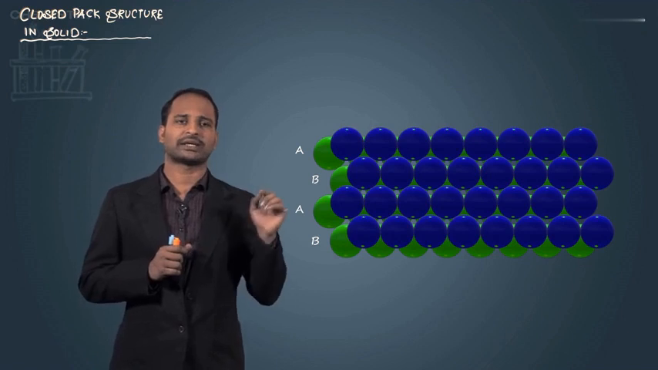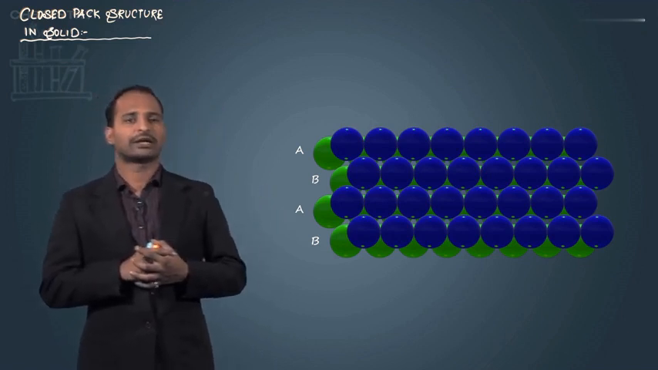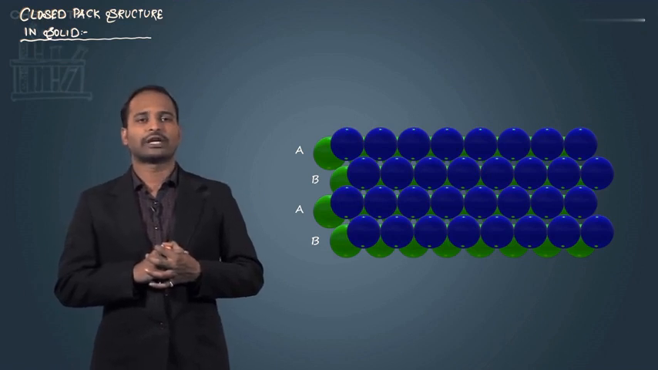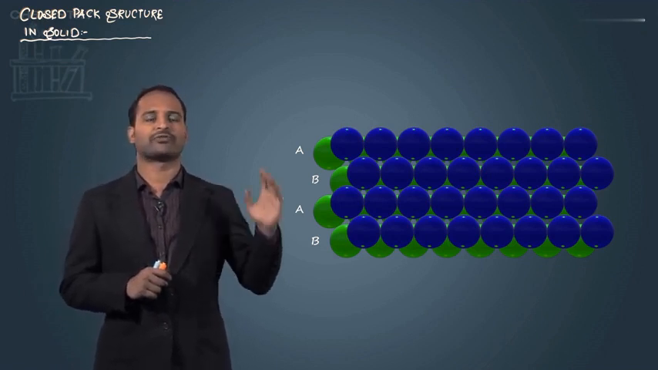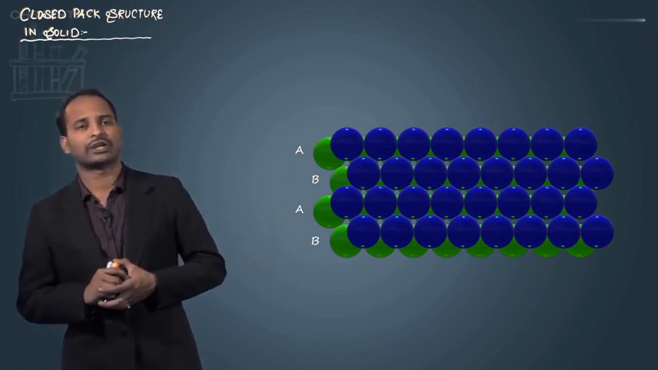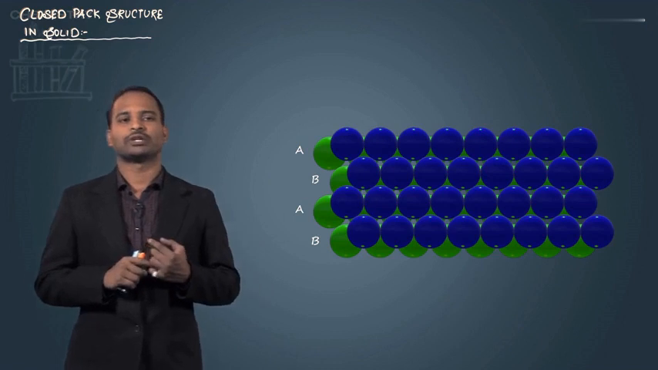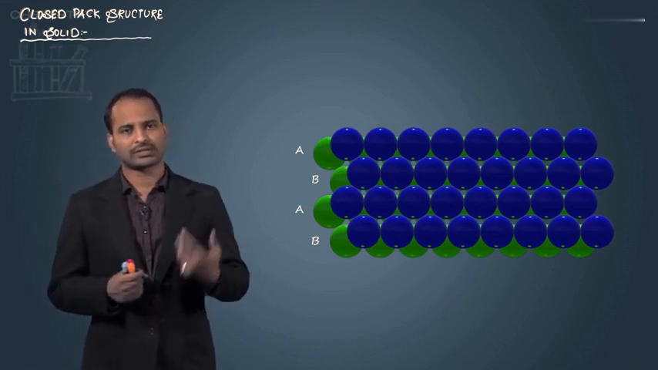But the thing is that the naming A was done in the first layer. That means I can say that the void A which was present in the first layer is now common with the void present in the second layer also. So here I have the void A which is common between the first layer and the second layer.